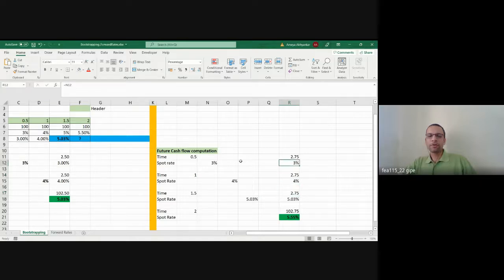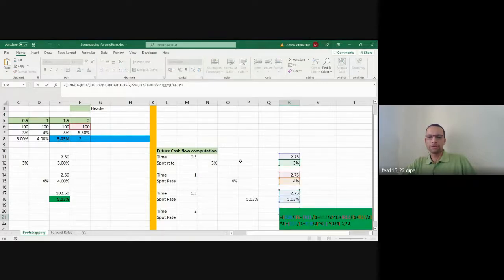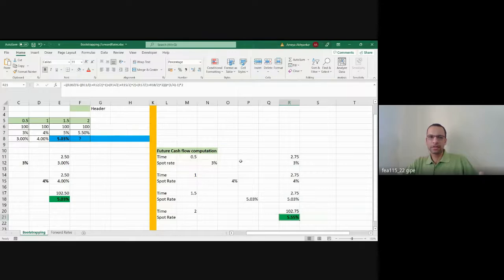Then I plot my spot rates, that is 3%, 4%, and 5.03, which I just calculated some time back. Based on that, I imply this rate of 5.55. Although the equation may look slightly difficult, it's just an interpretation of what we have done on the whiteboard. So accordingly, based on the periodicity, your equation will change.